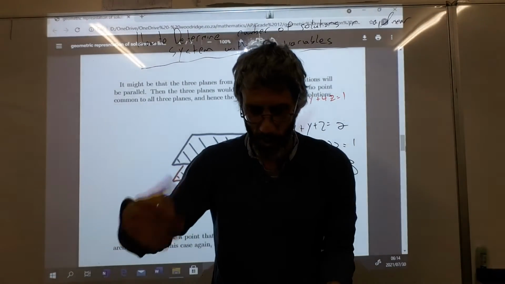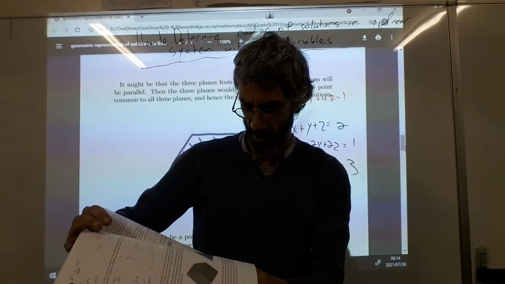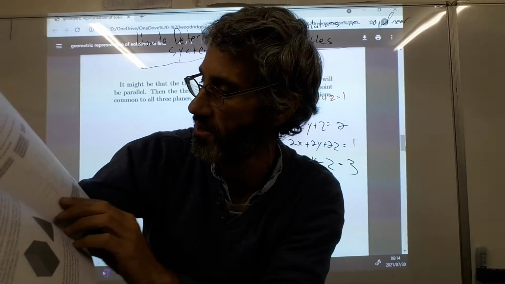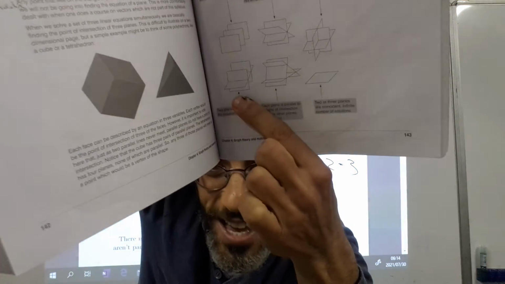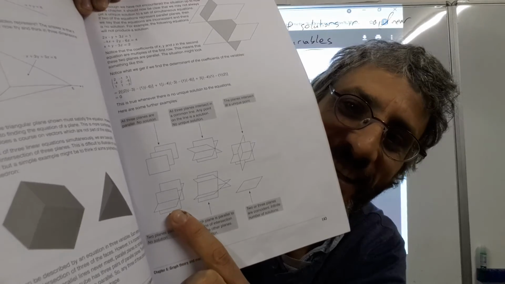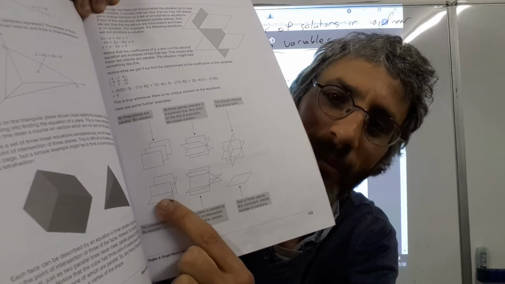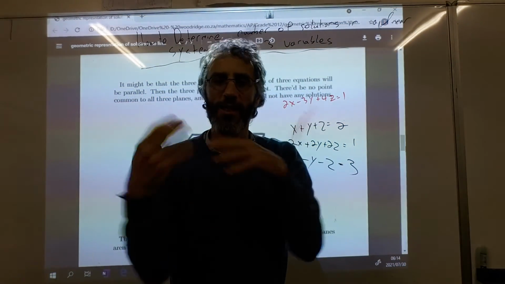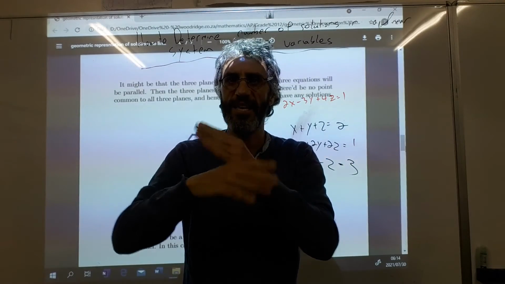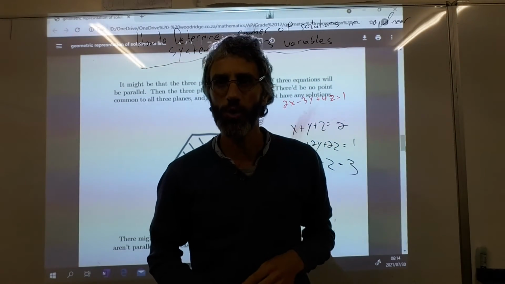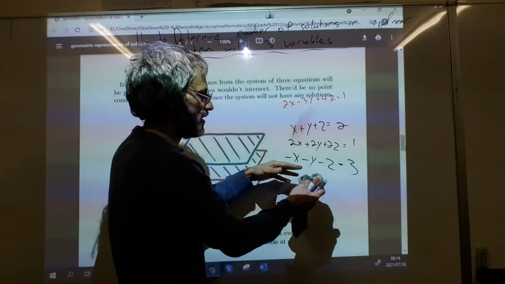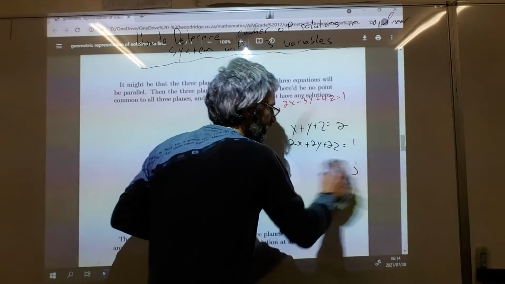Oh, I've got a picture here. Unfortunately, I can't use the visualizer. Yes, here we go, this is what I'm talking about. It's in your book actually, on page 143. All these pictures are on page 143. You can see we have 2 parallel planes and 1 that intersects them. Again, there is no one point where they all intersect each other. Each 2 planes intersect, but the 3 don't. So again, we have no solution. What kind of system would look like that?